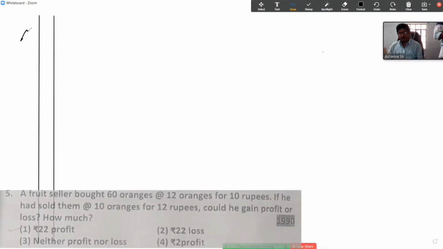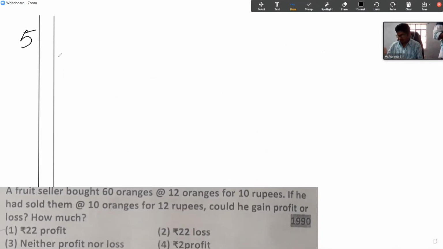Fifth problem. A fruit seller bought 60 oranges. Sir, not six, coming, sir.